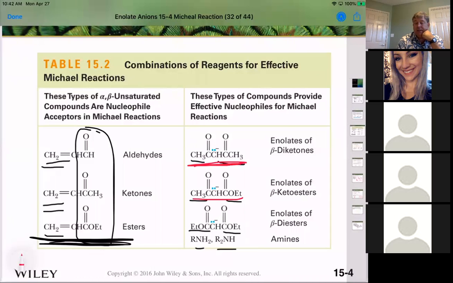Okay, so it works best with our diketo species here. Notice this is a diketone, this is a ketone, beta diketo, beta keto ester, this is a beta diester, and it'll even work with some amines, okay? The key here, though, is that you have something big and bulky, so it comes in way over here at the least sterically demanding site. That's why the Michael reaction works.